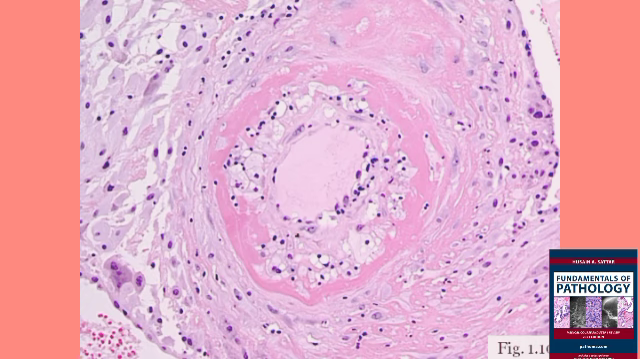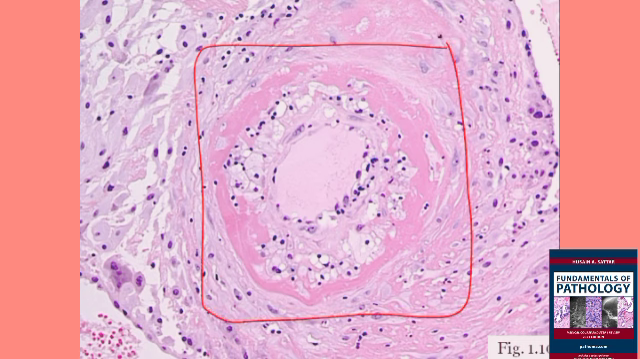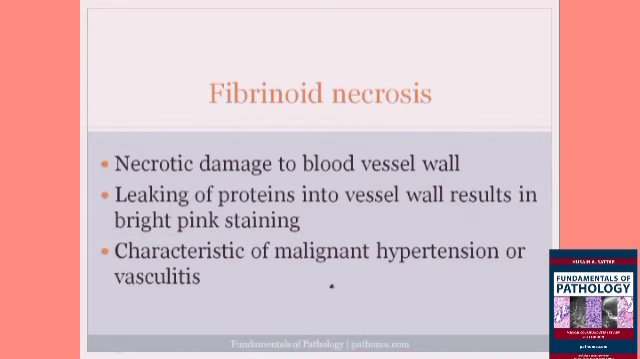This is figure 1.10 in your text, and this is a blood vessel, highlighted here. I'm outlining it for you, and you can clearly see that there is this bright pink staining of the wall of the blood vessel. This is an example of fibrinoid necrosis. Now let me take you a step back and remind you that this is characteristic of two pathologic processes. The first is malignant hypertension.